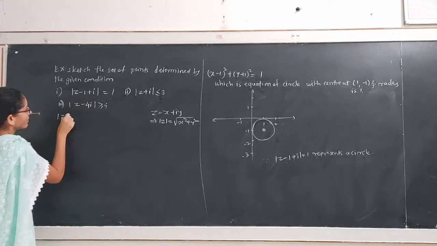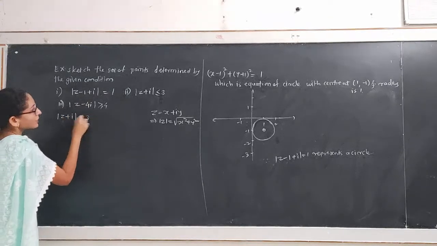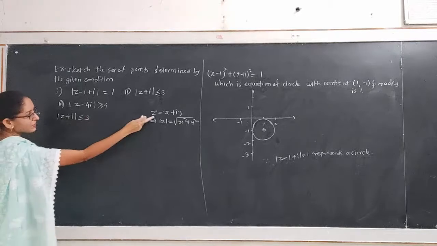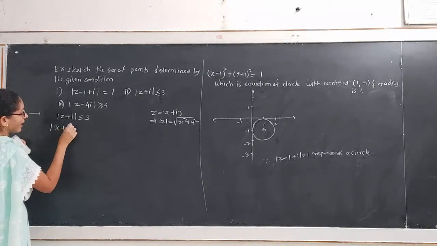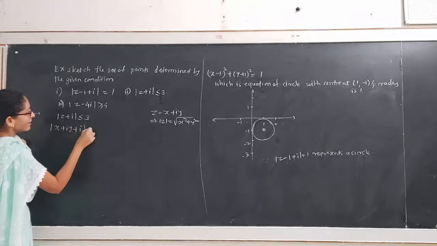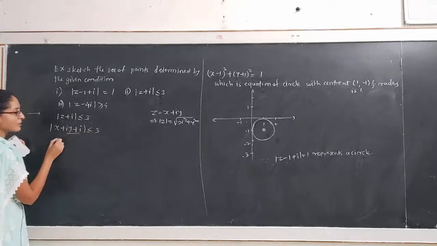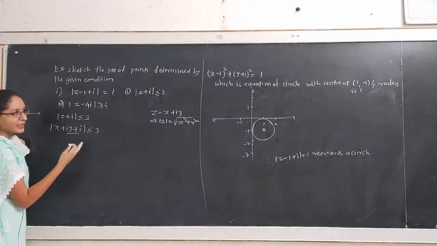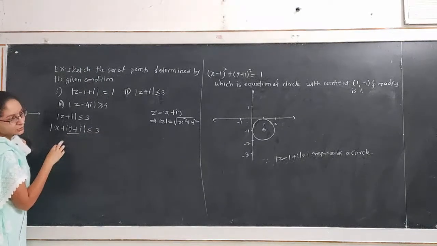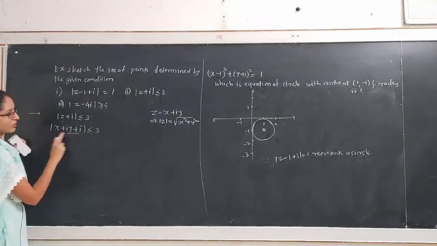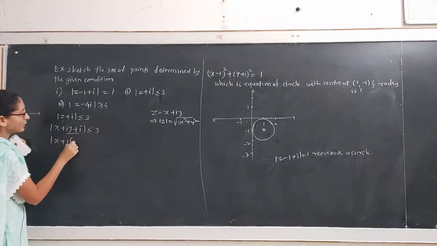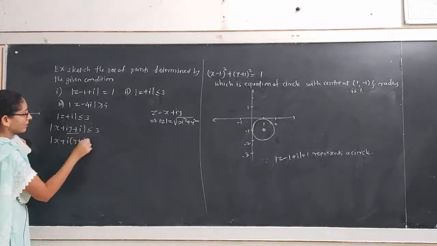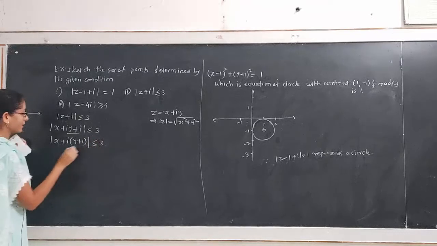Mod of z plus i less than or equal to 3. We use z is x plus iy. Hence it is mod of x plus iy plus i less than or equal to 3. From these two terms i is common, because we want real and imaginary parts so that we can find the modulus of the complex number. Mod of x plus i into y plus 1 less than or equal to 3.